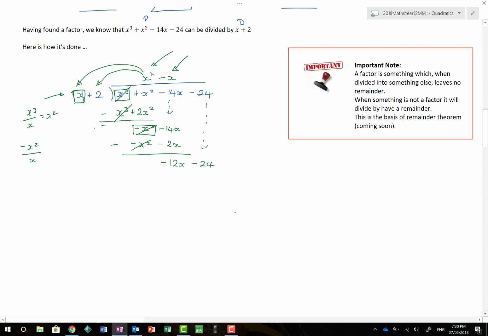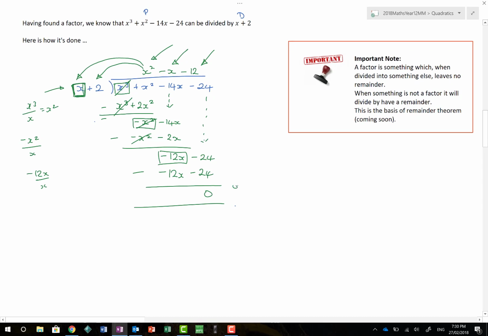And we start again, we do the first term, which is x, into minus 12x. So minus 12x divided by x gives me minus 12. Written something on the top, multiply it by our divisor. So minus 12 times x is minus 12x. And minus 12 times plus 2 is minus 24, which when I take them away gives me 0. Now I am a very happy bunny there. Thank you very much, because I was expecting it to be 0.